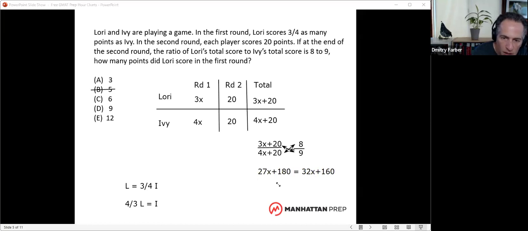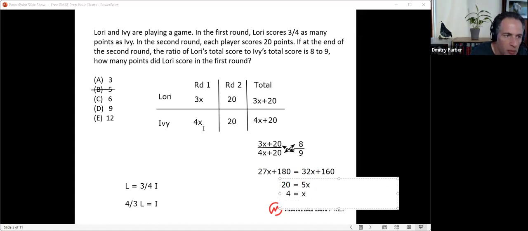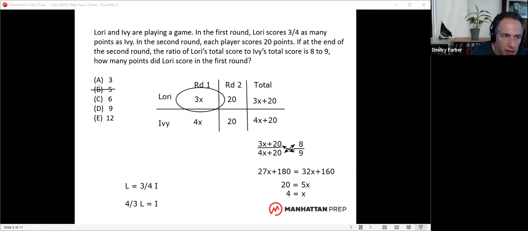And then 20 equals 5x. X is going to be 4. And then what is it that I want? Sometimes what I'll do is I'll mark what I want in the chart. It's another valuable thing you can do with the chart. I want Lori's score in the first round. So it's not 4, right? Which thankfully is not an answer. It's 3 times X, which is 12. Okay, so that's use of an unknown multiplier for a ratio, but it's using it in a chart to organize your pieces and mark what you want.